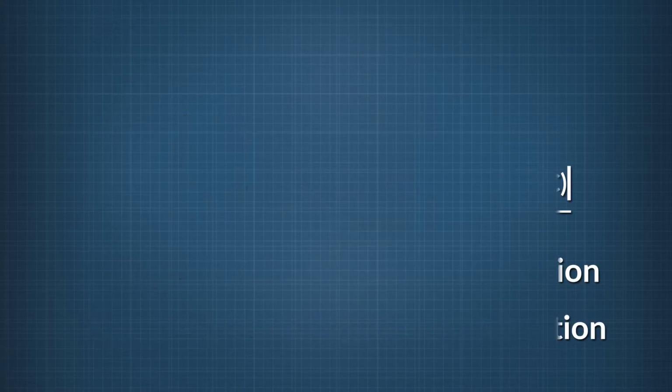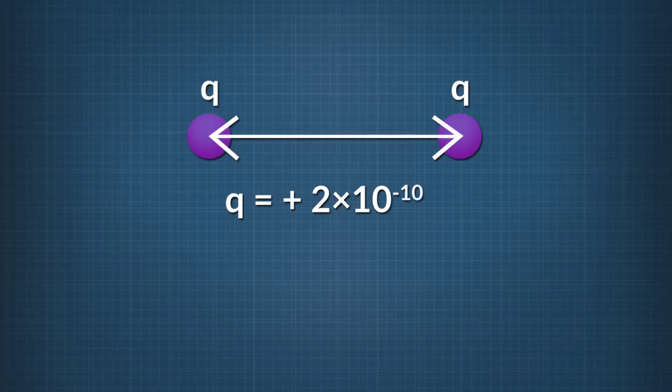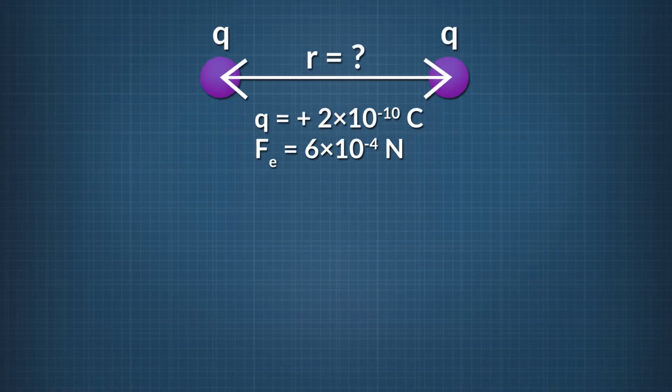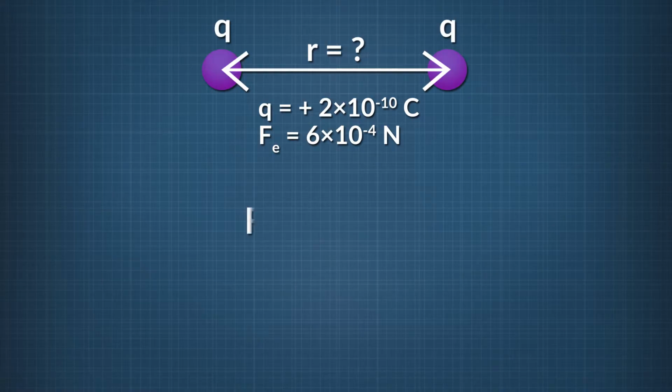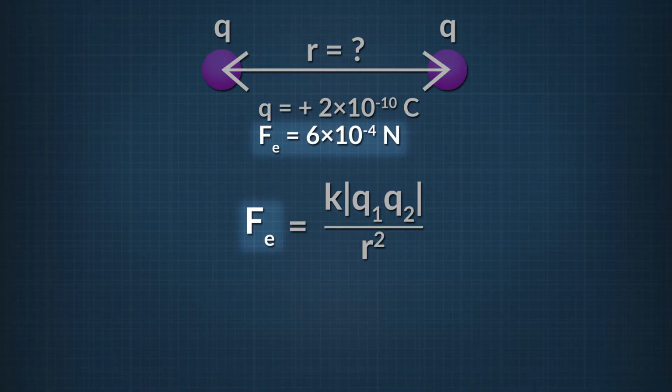Now let's do an example using Coulomb's law to solve for distance between two electric charges. Here's our situation. Two identical charges, Q equals positive 2 times 10 to the negative 10th coulombs, experience an electric force between them of 6 times 10 to the negative 4th newtons. How far apart are the charges from one another? Solving this challenge involves rearranging the Coulomb's law equation. We want to solve for R, the distance between charges, that corresponds to a force between the charges of 6 times 10 to the negative 4th newtons.